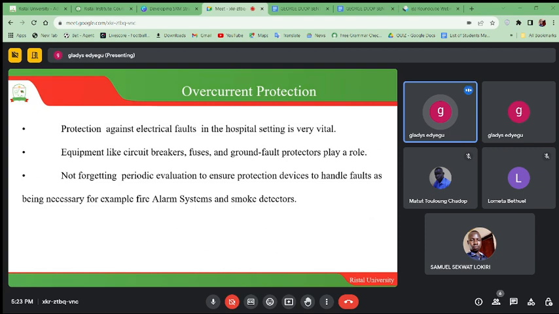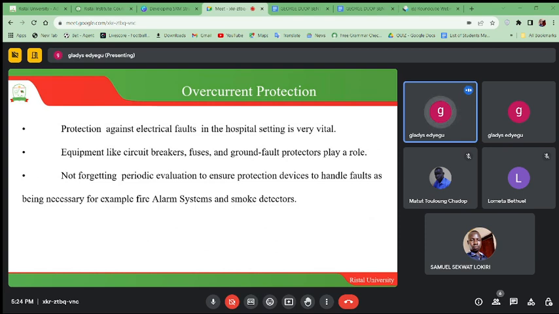Then the fuses are also very good in controlling and regulating power. Then ground fault protectors are also very key for us to have for protection against different dangers of electric systems.